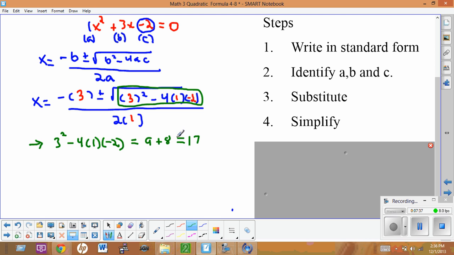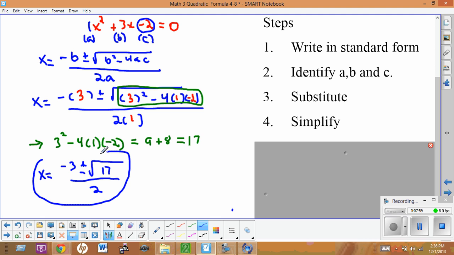Therefore, we can say the opposite of 3, or -3, so x is equal to -3, plus or minus the square root. Now all that expression simplifies to 17, all over 2 times 1. And here are our two answers to our quadratic equation using our quadratic formula. The steps were: write in standard form, identify a, b, and c, substitute them in, and just simplify.